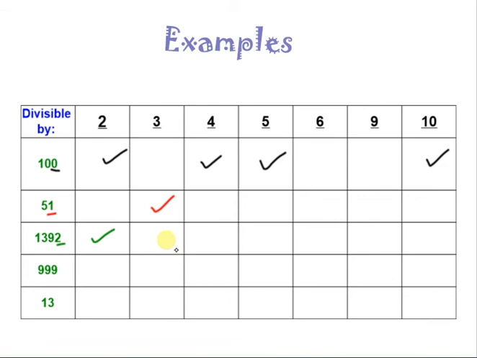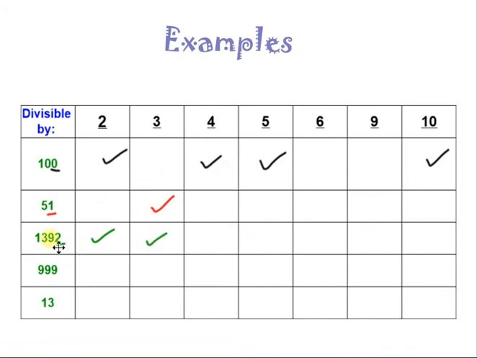Now let's add up the digits and see if 3 works. So 1 plus 3 is 4. 4 plus 9 is 13. 13 plus 2 is 15. 3 does go into 15 evenly. It goes in 5 times, so that works.